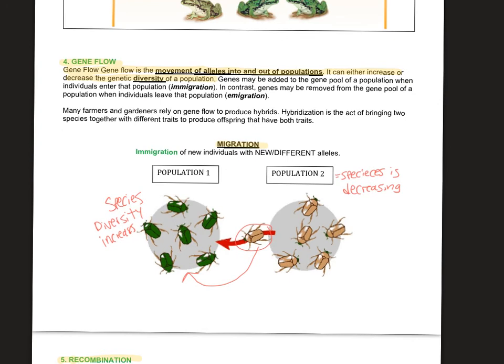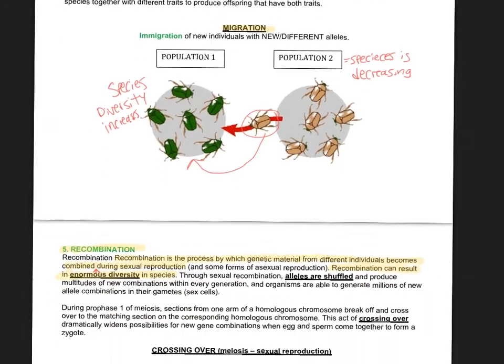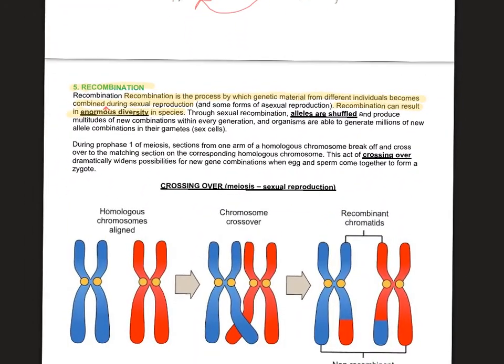Gene flow is probably the one you understand the most. It's just the movement of populations from one to another. So if you're moving into a population, those species are going to have an increase in diversity because you're adding more in. And the population that is leaving is going to have a decrease. So gene flow is the movement of species, and it's going to increase or decrease species diversity. And then recombination is the process that happens in sexual reproduction. It's the shuffling of alleles, meaning an organism is going to have way more diversity, allowing it to survive longer or better in its environment.